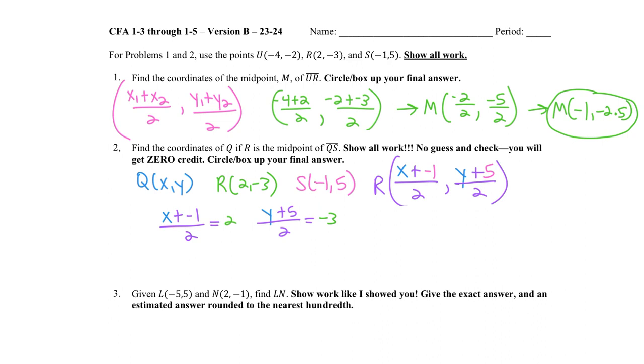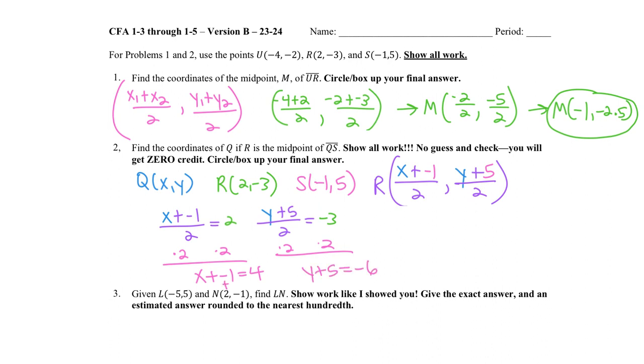Okay, so now we can solve. I'm going to solve them simultaneously. To get rid of that 2 in the denominator, we have to undo it. So we're just going to multiply by 2. We got to do that to both sides. So that gives us x plus -1 equals 4. And then over here, times 2 gives us y plus 5 equal to -6.